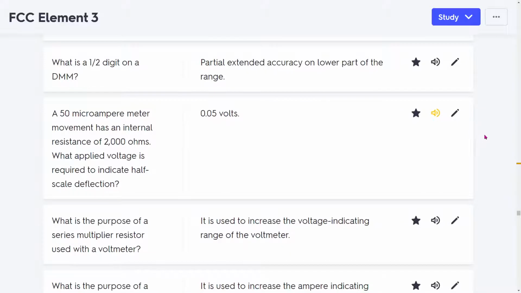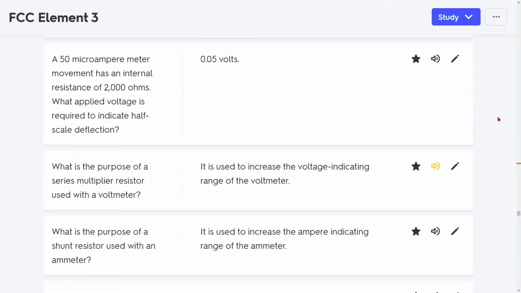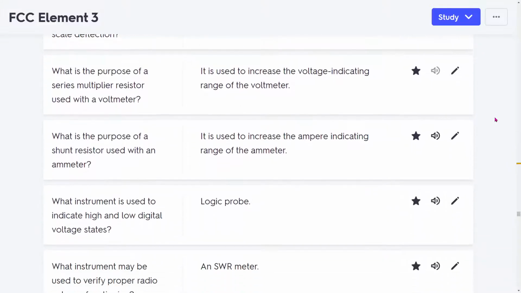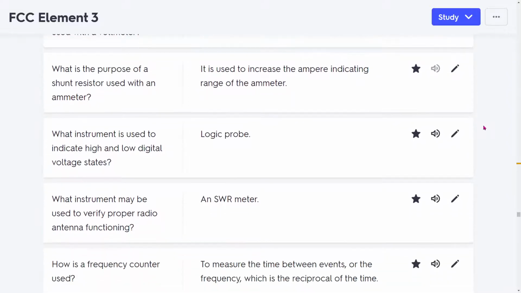A 50 microampere movement has an internal resistance of 2000 ohms. What applied voltage is required to indicate half-scale deflection? 0.05 volts. What is the purpose of a series multiplier resistor used with a voltmeter? It is used to increase the voltage indicating range of the voltmeter. What is the purpose of a shunt resistor used with an ammeter? It is used to increase the ampere indicating range of the ammeter.